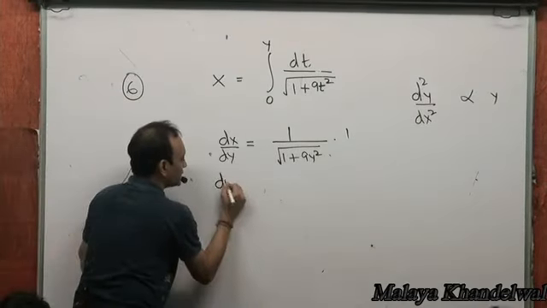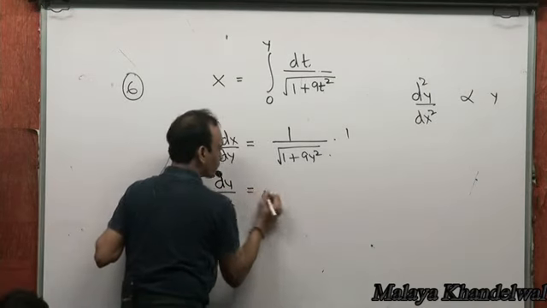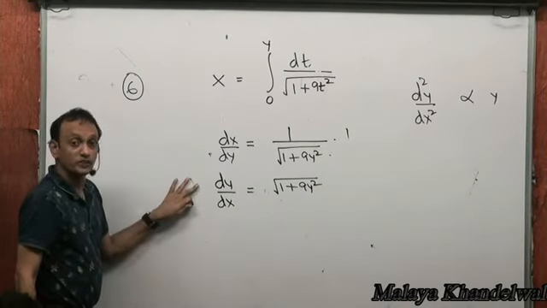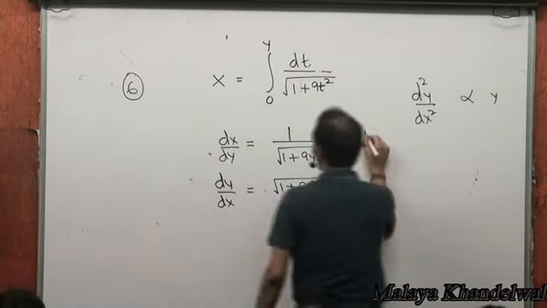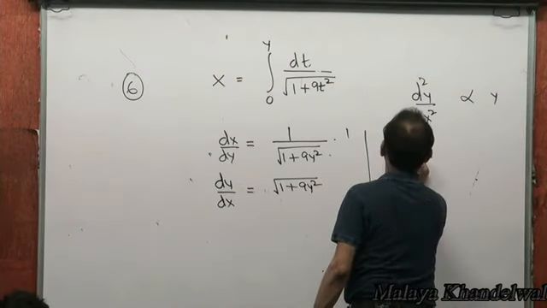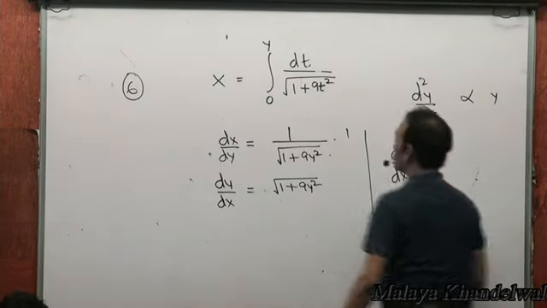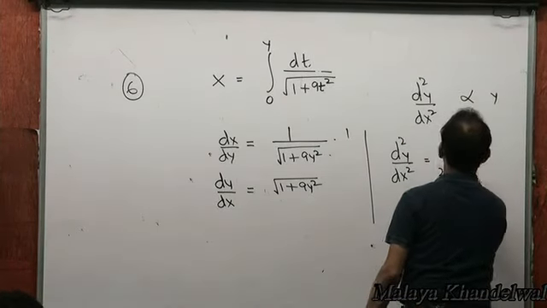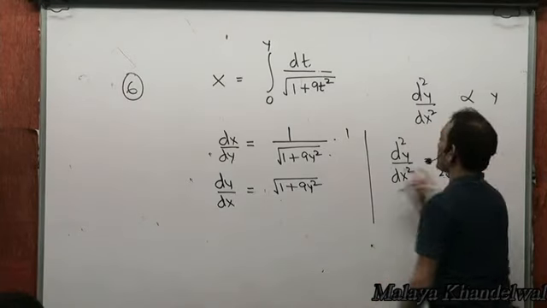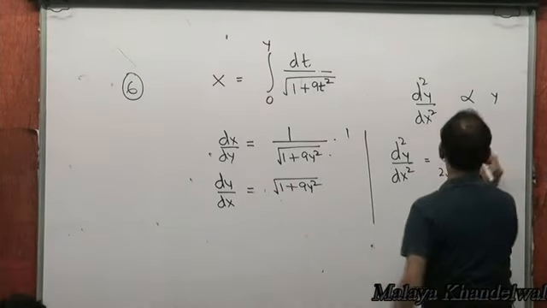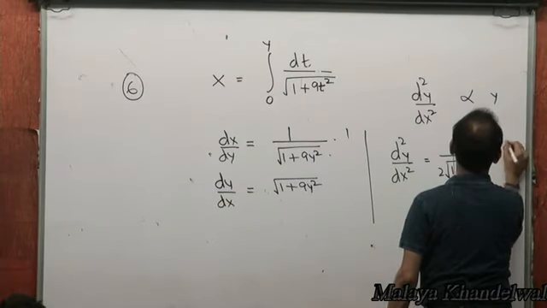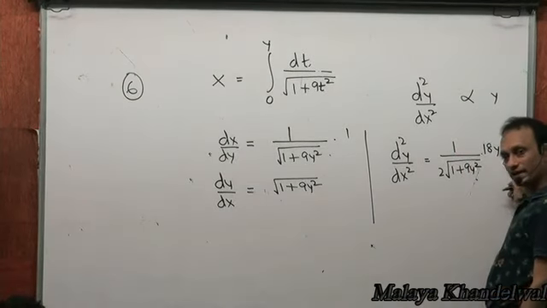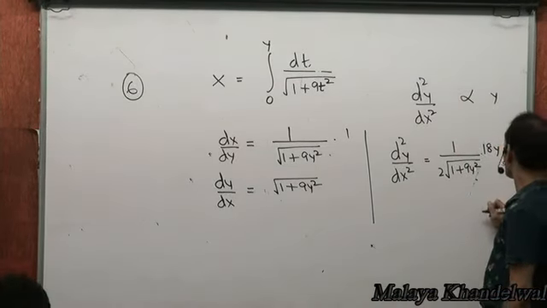So dy/dx then is root of 1 plus 9y squared. Differentiate a second time, chain rule. d2y/dx2: first differentiate with respect to this, 1 by 2 root 1 plus 9y squared, then 1 plus 9y squared with respect to y would give me 18y dy/dx, and then y with respect to x will give me this, yes or no, right?